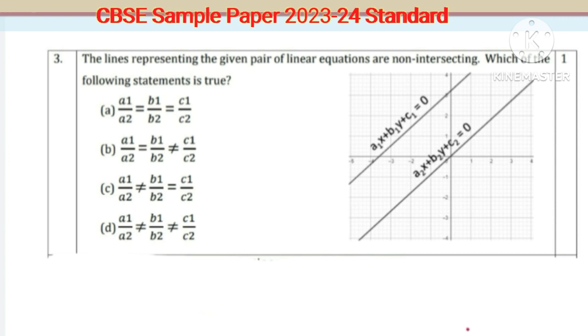Let's see question number 3. The following lines represent which condition? Since these are parallel lines clearly, parallel lines give this condition: a1 over a2 is equal to b1 over b2 but not equal to c1 over c2. So clearly B is the right option.